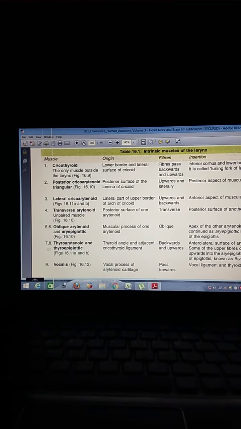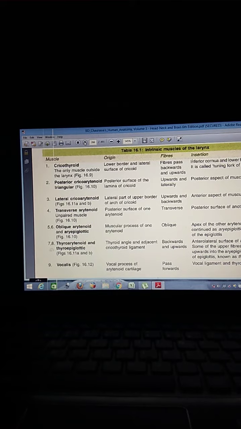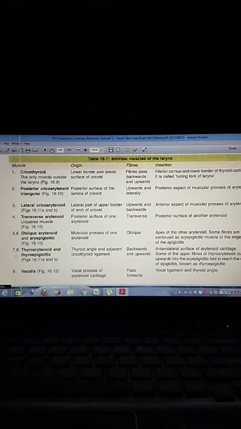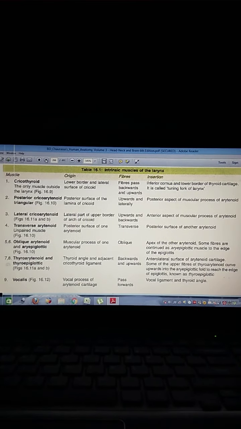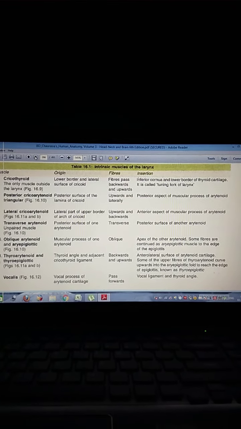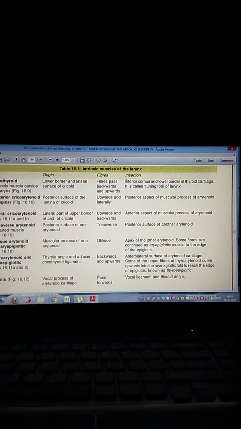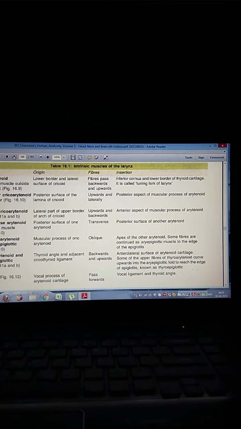Now 7th and 8th, the thyroarytenoid and the thyroepiglottic. It arises from the thyroid angle and the adjacent cricothyroid ligament, and its fibers pass backward and upwards. Insertion: anterolateral surface of the arytenoid cartilage, and some of the upper fibers of the thyroarytenoid curve upwards into the aryepiglottic fold to reach the edge of the epiglottis, known as the thyroepiglottic.